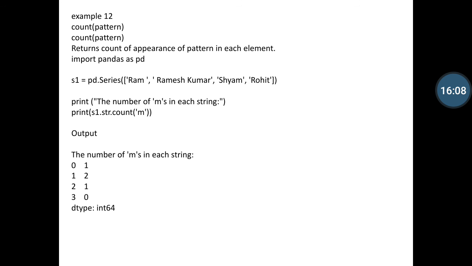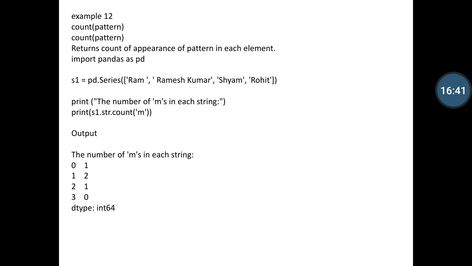And example number 12, I am using the count method, which is used to count the appearance of a pattern in each element. First of all we import the pandas library as pd and define a pandas Series with the values Ram, Ramesh Kumar, Shyam and Rohit. Then I write a statement that defines the output: the number of M in each string.